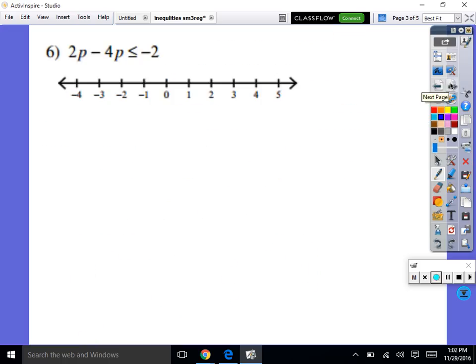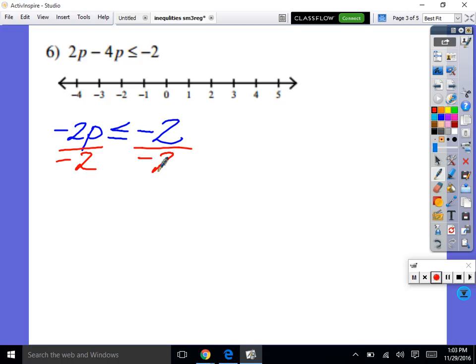So we're solving for p. What makes this a true statement? So let's combine like terms. 2p minus 4p is -2p. -2p is less than or equal to -2. Now we're solving for p, so my next step will be divide by -2. Oh, guess what? We just divided by a negative. So we have p, this has got to switch, is greater than or equal to 1. Those are in our solution.